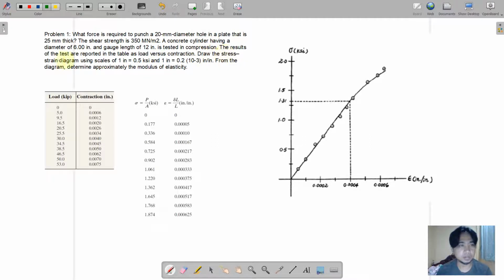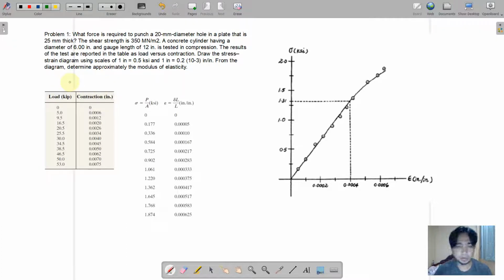The results of the test are reported in the table as load versus contraction. Draw the stress-strain diagram using scales of 1 inch equivalent to 0.5 ksi and the scale of 1 inch for a strain of 0.2 times 10 raised to negative 3. So the unit is basically inch per inch. From the diagram, determine approximately the modulus of elasticity.